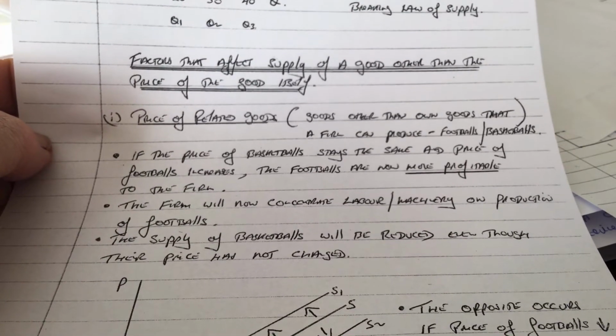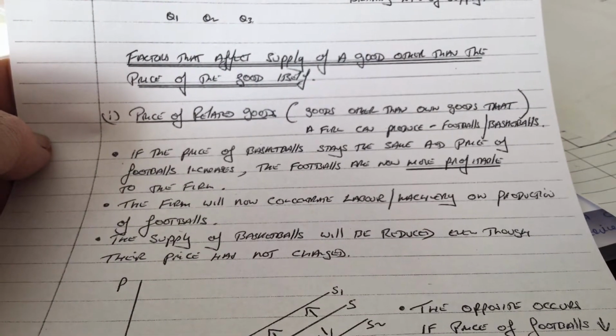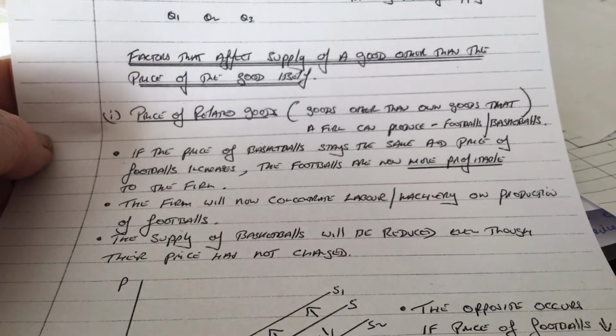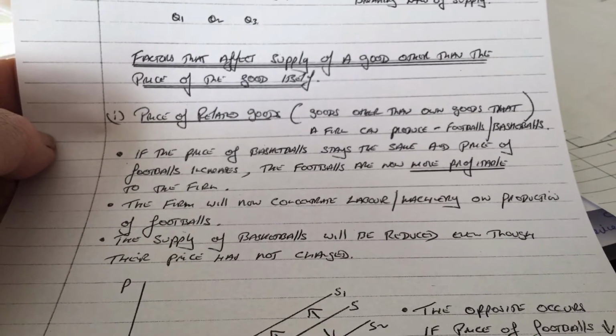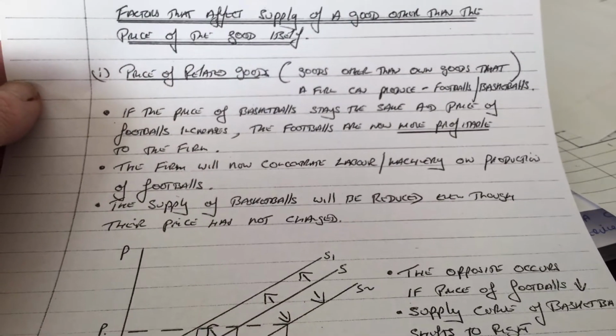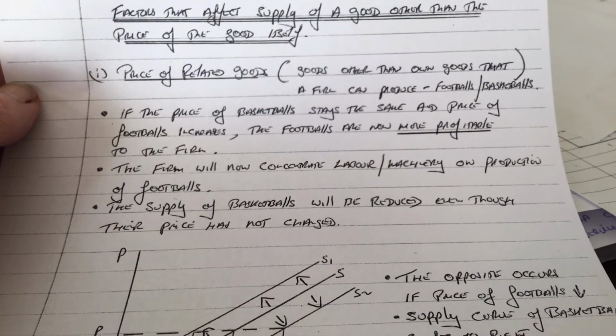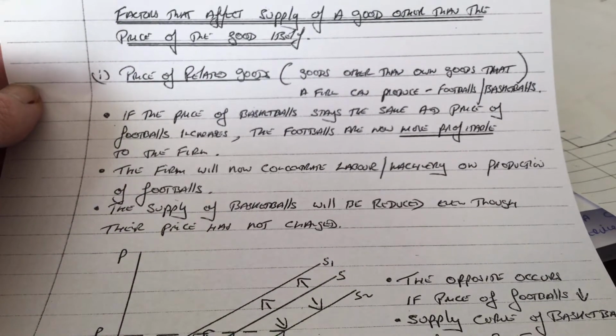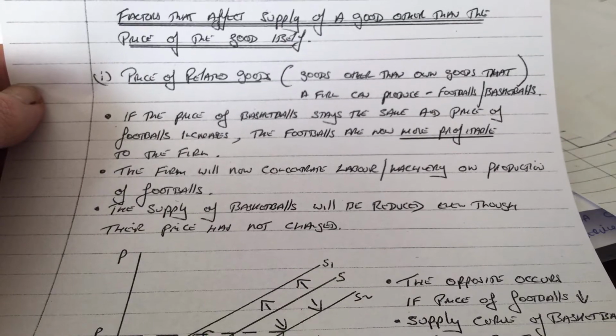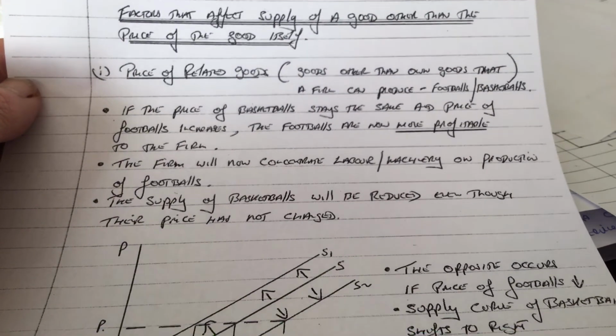Now we're going to examine factors that affect the supply of a good other than a change in the price of the good itself. The price of related goods. In other words, goods other than the own goods that a firm can produce. For example, footballs and basketballs.